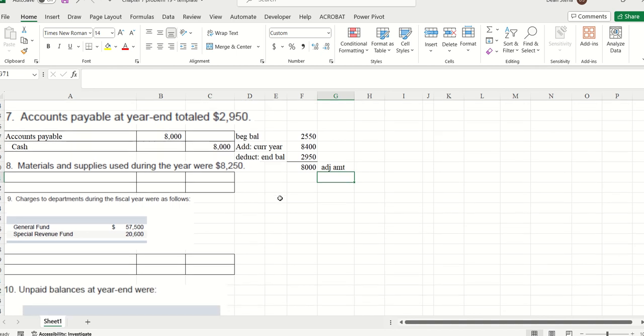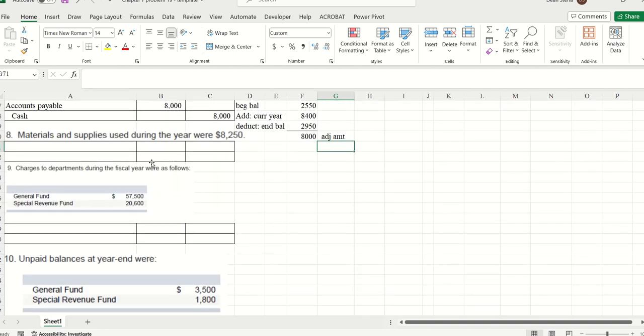Okay, so let's go on down to materials and supplies during the year, 8,250. So it tells us materials and supplies were used, so we can use that 8,250 because that's what they use. We don't have to do any calculations here. We got the answer from the best place that we can get it. It's given to us, right?